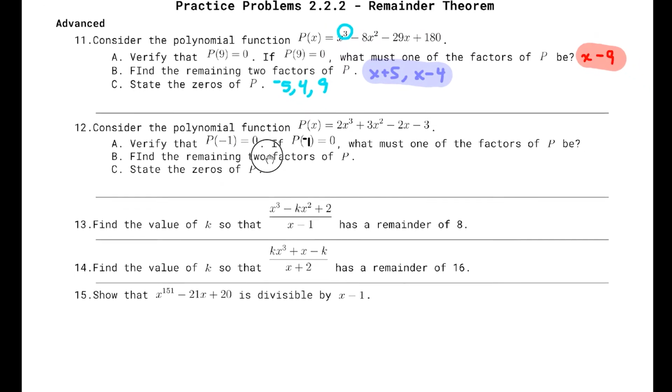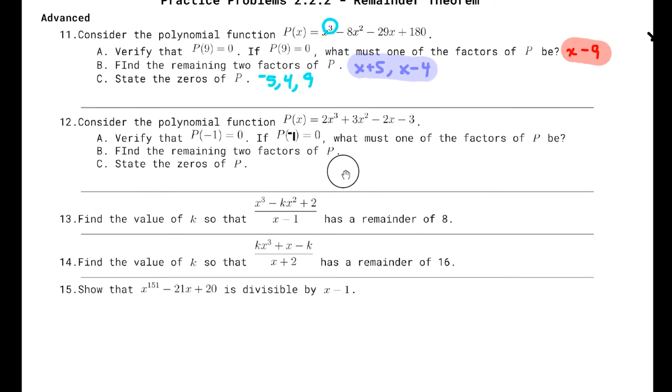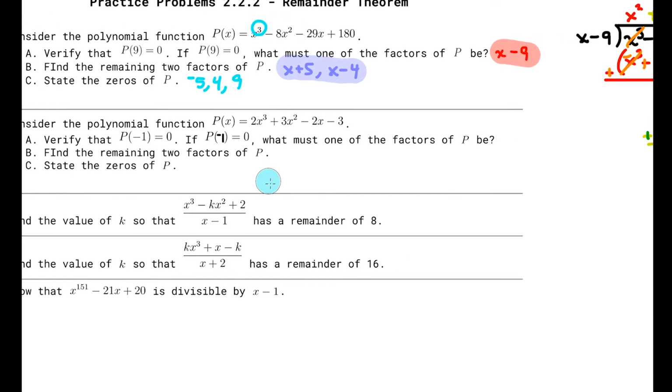All right, the next one, it says consider the polynomial p of x to be this thing. So it's basically the same thing as the last one with different numbers, essentially. It says verify that p of negative 1 is equal to 0. If p of negative 1 is equal to 0, what must the factors be? So it's, again, similar to the last one we did. If p of negative 1 is equal to 0, that means that one of the factors has to be x plus 1. Okay, so state the zeros. We already know that one of them is equal to negative 1, so I'm just going to put that in for part C right there.